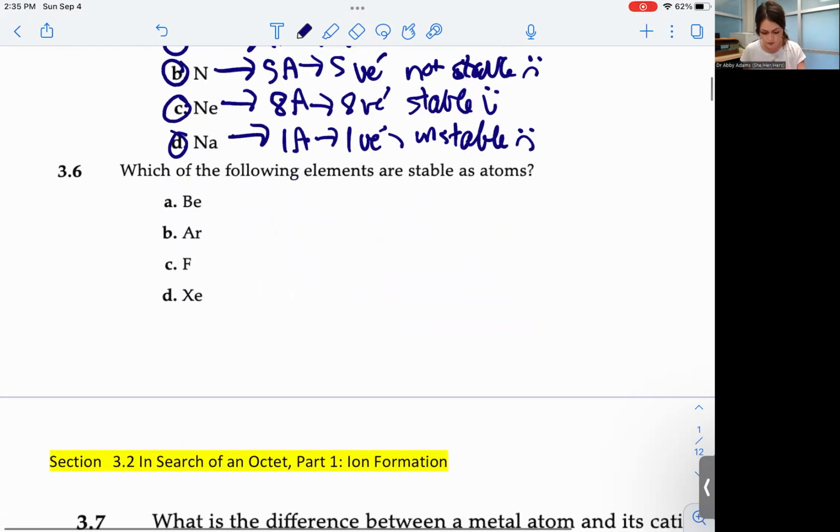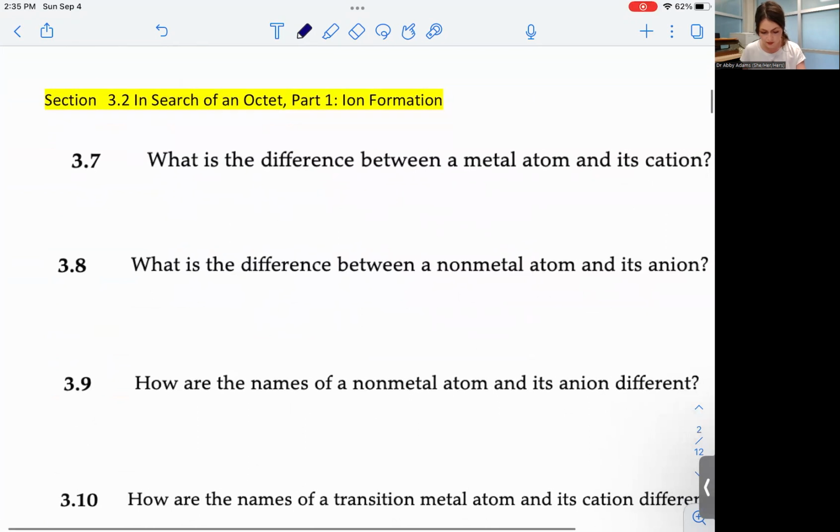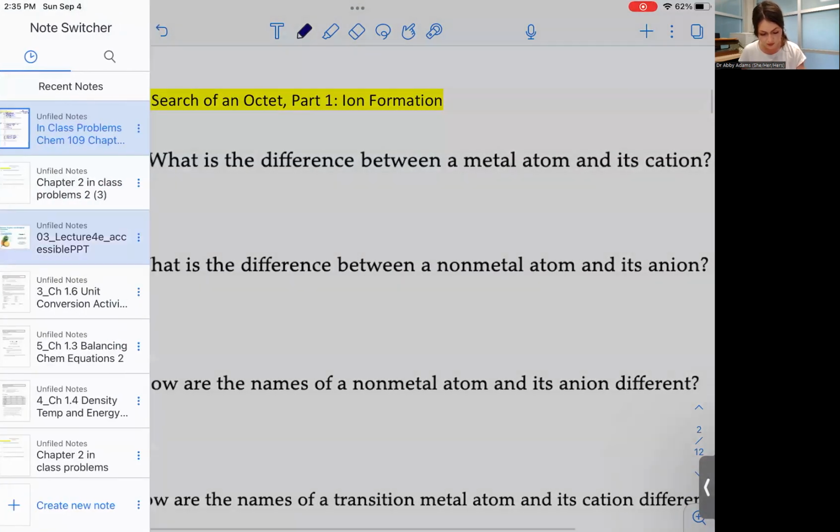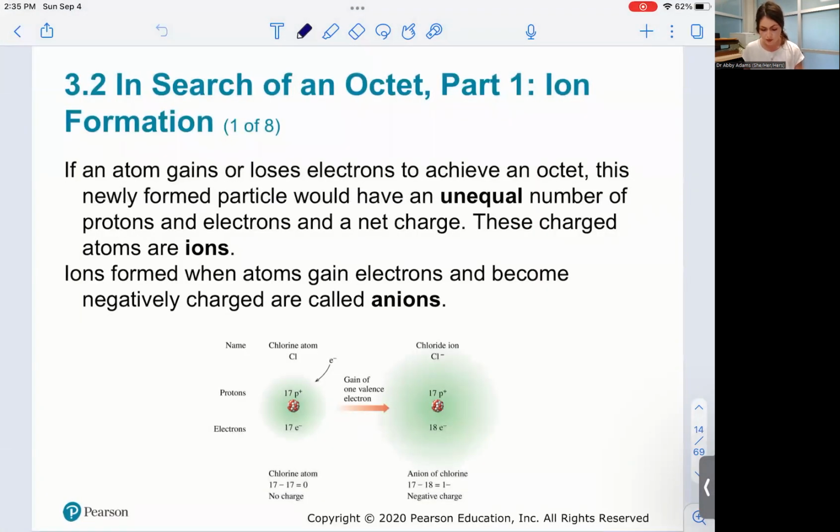All right, our next section of problems is 3.2. So let's do a little introduction to 3.2. We're talking about how we are going to form those octets, okay? The way they're going to do that, an atom is either going to gain or lose electrons, and the newly formed particle is going to have an unequal number of protons and electrons, all right?